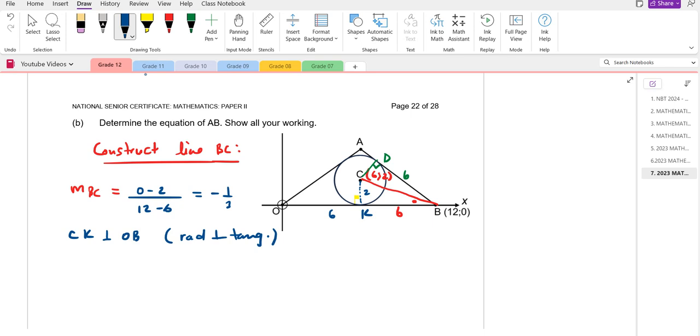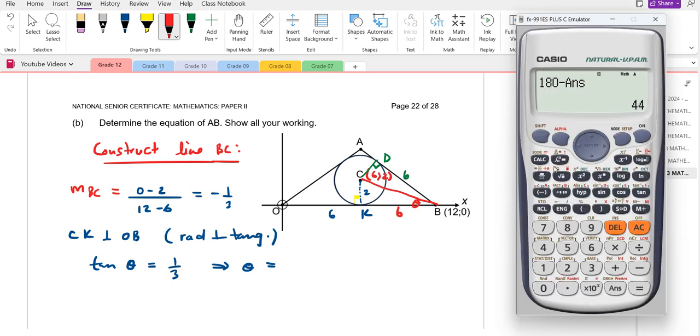So we've got to work out this angle. We can say tan theta, which is what I'm calling that angle, is equal to 2 over 6, opposite over adjacent, which is 1/3. So this implies theta is equal to, let me take this angle out and put theta there. So theta is equal to shift tan inverse 1 over 3. So we got 18.43 as our answer here.